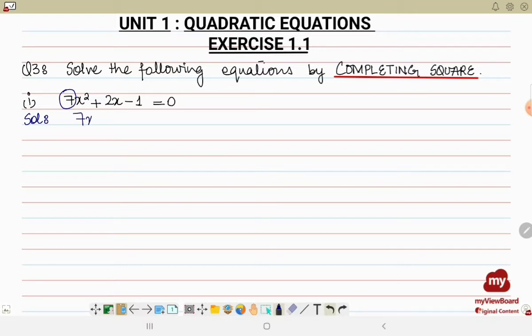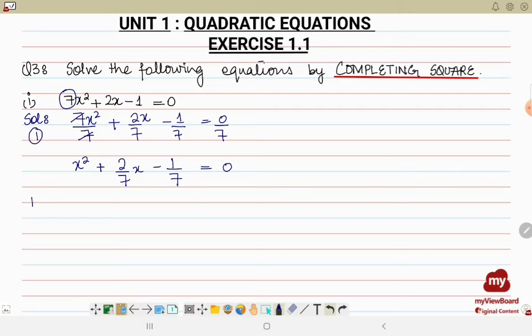So, 7x squared divided by 7 plus 2x by 7 minus 1 by 7 equals 0 divided by 7. So for making the coefficient of x squared as 1, we have to divide the whole equation by 7. So we'll get x squared plus 2 by 7x minus 1 by 7 equals 0, and 0 divided by anything is 0. So I hope you have learned the first step of working, that we have to make the coefficient of x squared as 1.